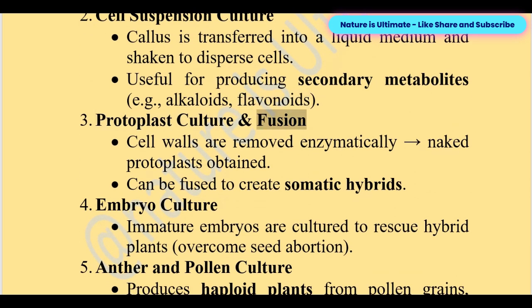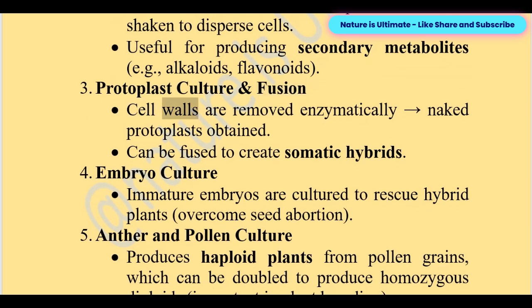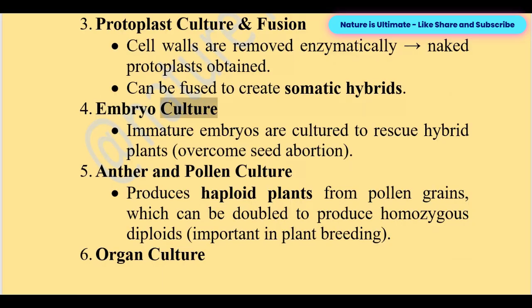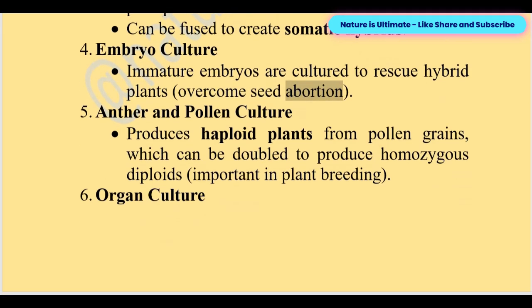Protoplast culture and fusion. Cell walls are removed enzymatically. The naked protoplasts obtained can be fused to create somatic hybrids. Embryo culture. Immature embryos are cultured to rescue hybrid plants, overcome seed abortion.